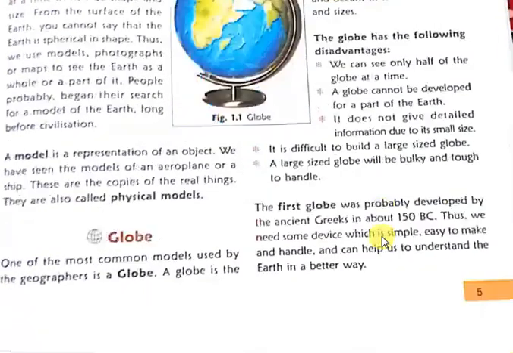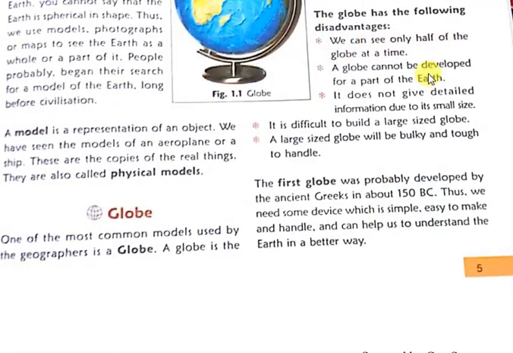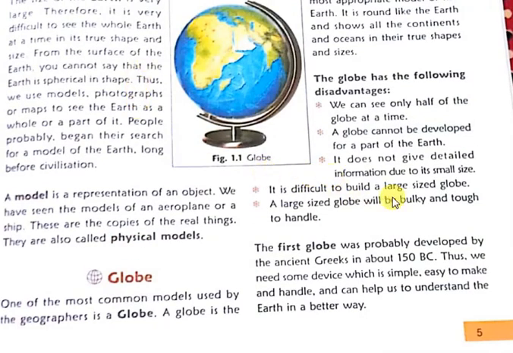Now what are the disadvantages of globe? We can see only half of the globe at a time. A globe cannot be developed for a part of the earth, and it does not give detailed information due to its small size. It is difficult to build a large size globe, and a large size globe will be bulky and tough to handle. So these are a few of the disadvantages related to the globe. The first globe was probably developed by the ancient Greeks in about 150 BC. Thus, we need some device which is simple, easy to make and handle, and can help us to understand the earth in a better way.